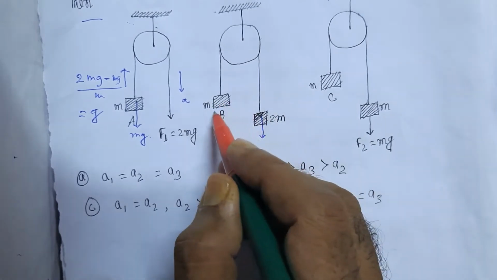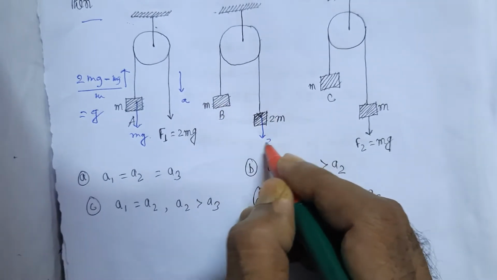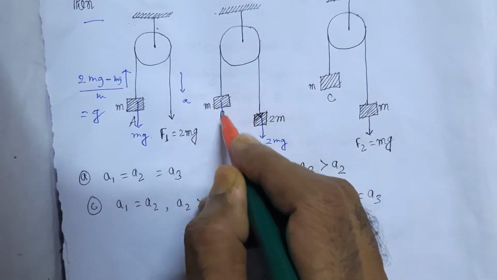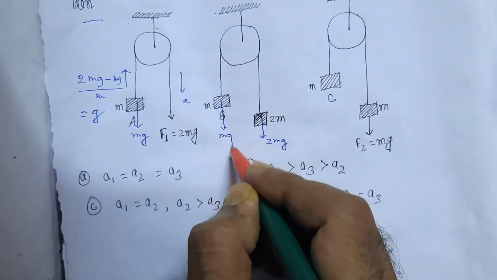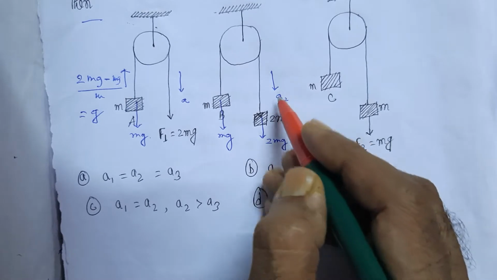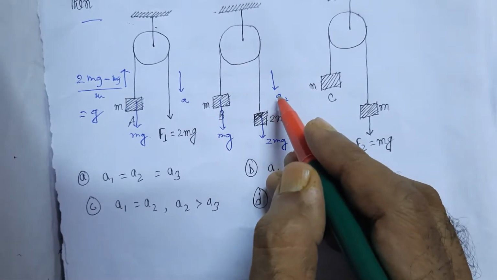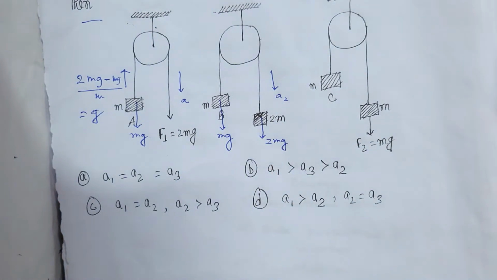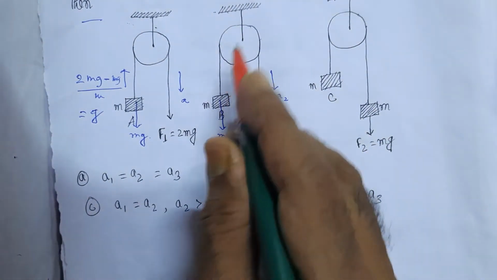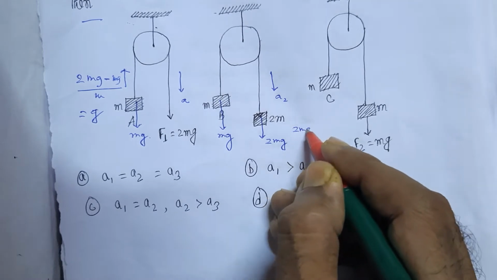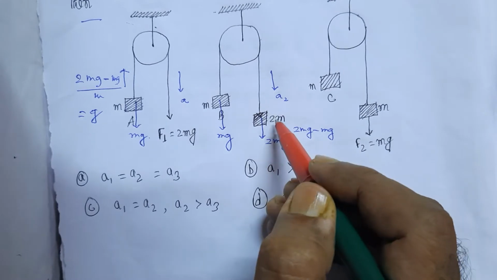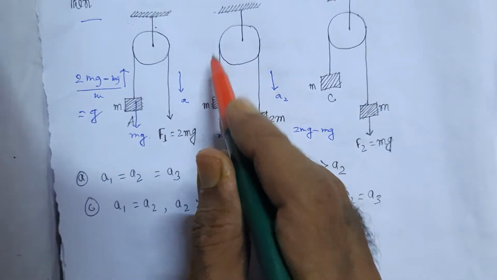there are two masses hanging. For the mass twice m, the corresponding weight twice mg is acting in the downward direction, and for mass m, mg is acting in the downward direction. So acceleration A2 is in the downward direction, that is the direction in which twice m mass is descending. So the net force is twice mg minus mg, because the motion is in the downward direction of twice m mass, so m mass will go up.